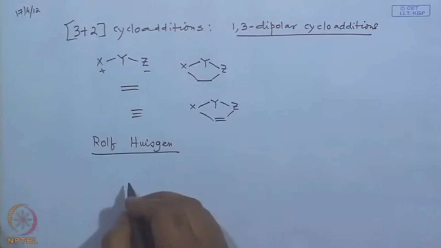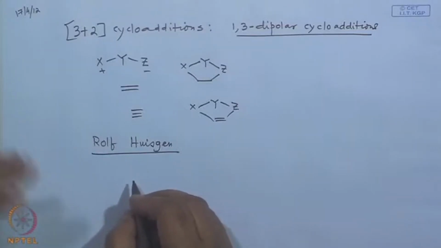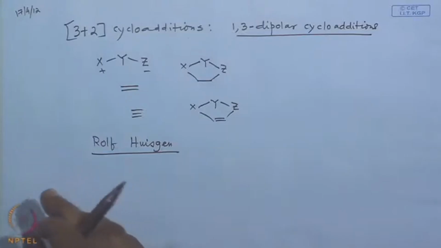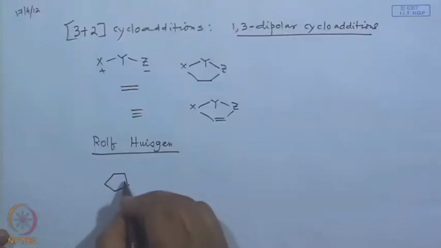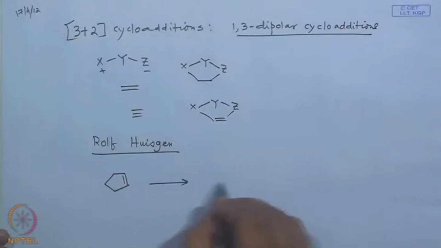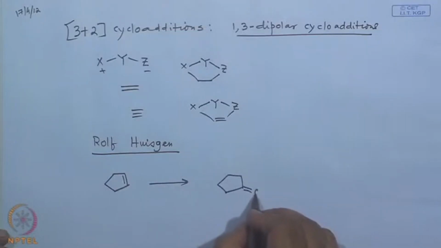He actually throughout his life, maybe 30-40 years, worked exclusively on the 3+2 cycloaddition reactions or the 1,3 dipolar cycloaddition reactions. And many of you probably know some of the reactions we will talk about, but one of the earliest reactions in German industry was the conversion of cyclopentene to cyclopentanone in one step. How can it be done? And again, this was due to Rolf Huisgen and a German company.